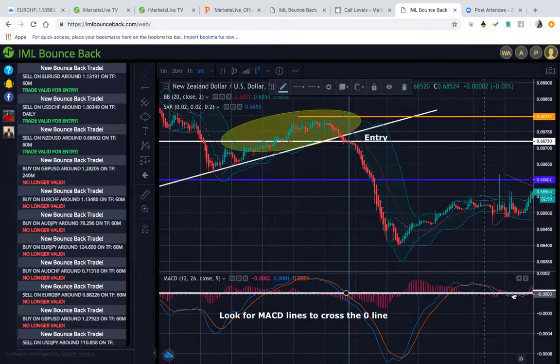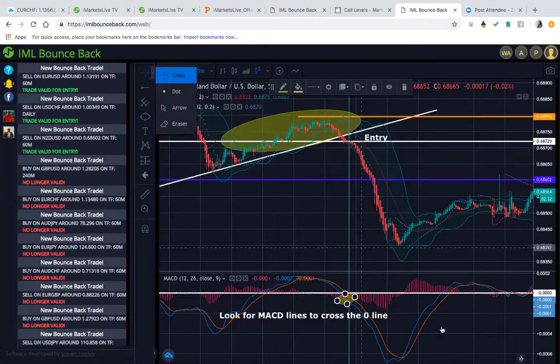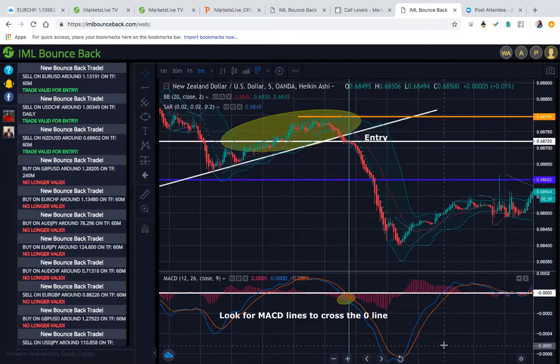So all you need to do on bounce back is to identify your zero line. Just take a horizontal line. If it's hard for you to identify, take a horizontal line, put it on the zero line, and all you're waiting for is for both the lines right here to cross your zero line, and you're good to go. Because the blue line will always be faster. That's the fast line. That would always get there before the orange. So you just need to be a bit more patient.